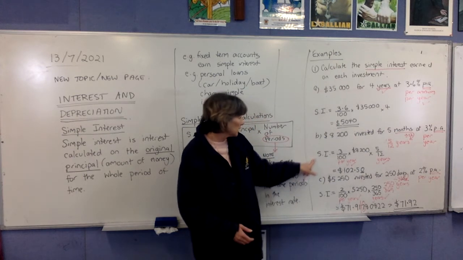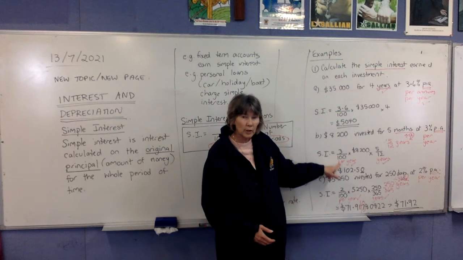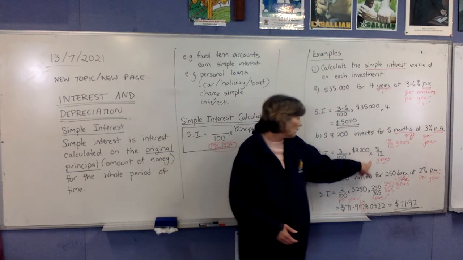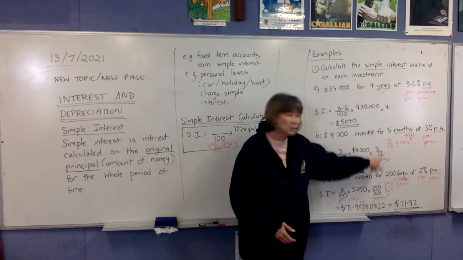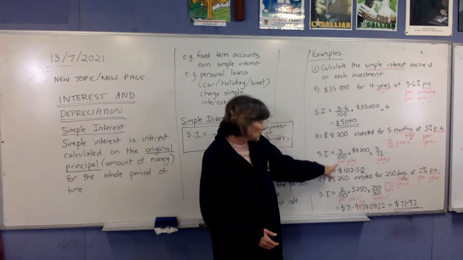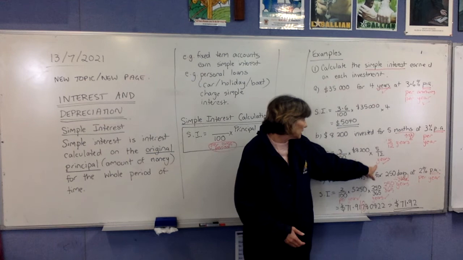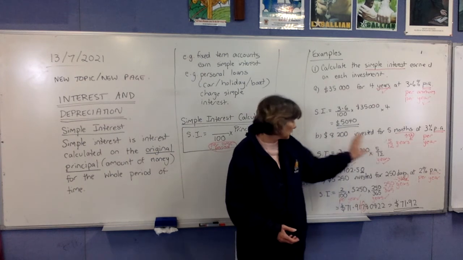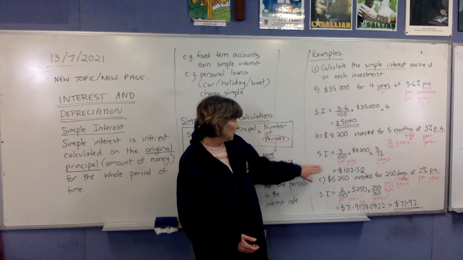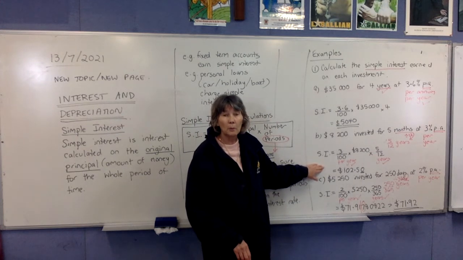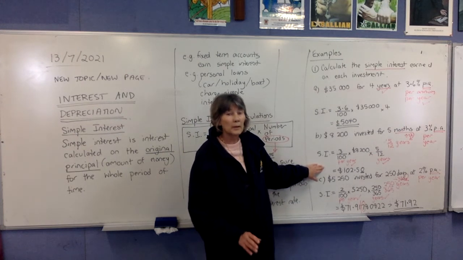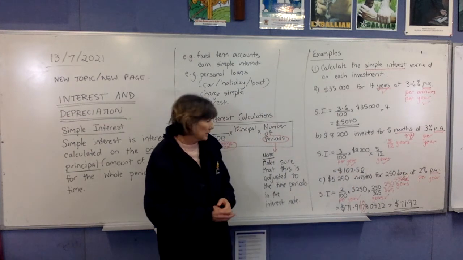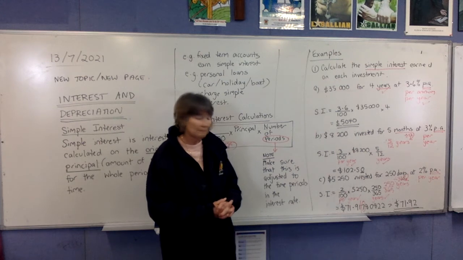So our working looks like this. Our simple interest is 3 over 100, that's not changing, times by the money, times by 5 over 12 years. So this is per year, and this is now in years. 5 months is 5/12 of a year. Okay, so everything should then work. Put it in your calculator, you get 102.5, but we need money as 2 decimal places, so put the 0 on the end. It's $102.50.